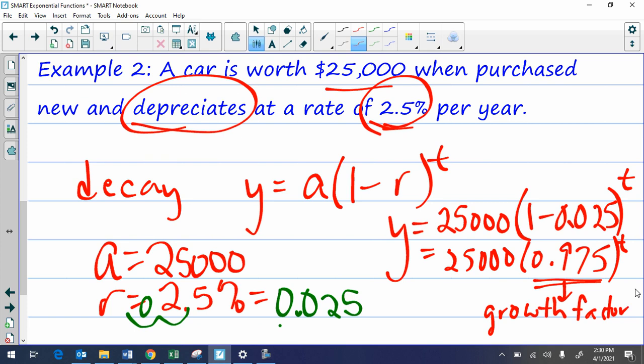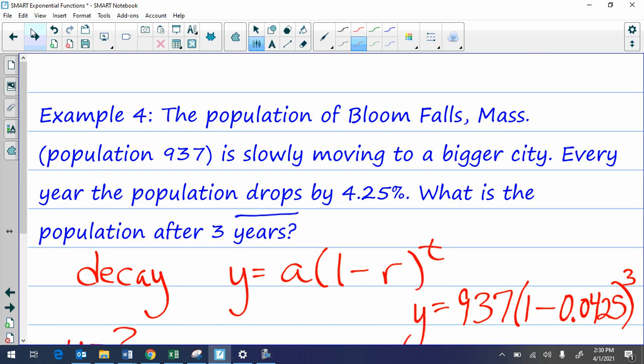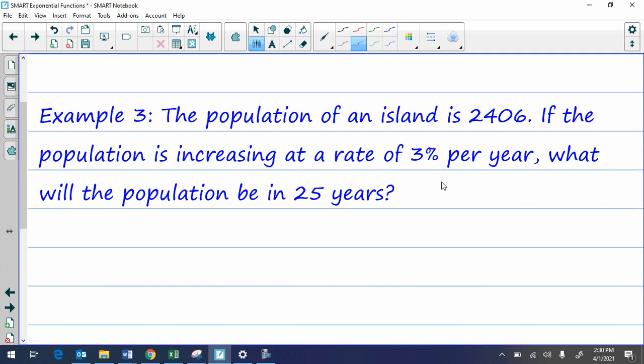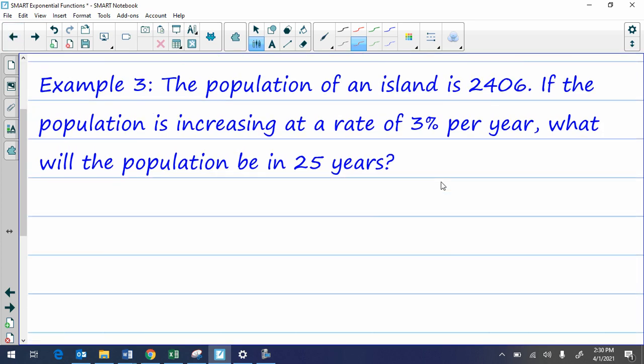So that is if we are just writing an equation. If we're just writing an equation, the y stays a y, the t stays a t, the a and the r get replaced. Now, if we're asked to solve, like in example 4 or 3, we did 4, we skipped 3 because I wanted to do a decay one in class, then we are going to plug in everything except for y and then plug into our calculator.